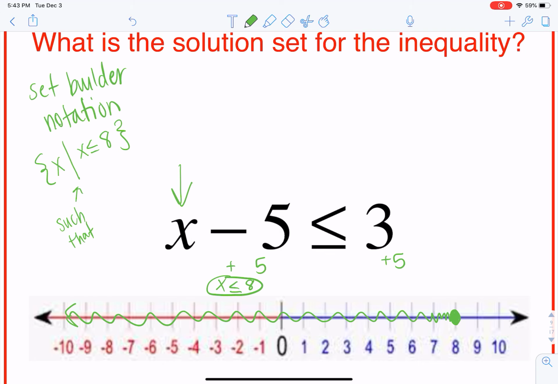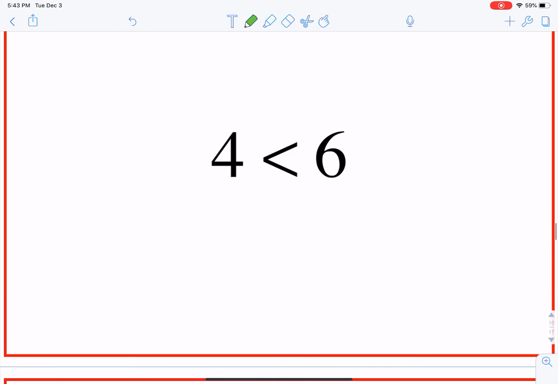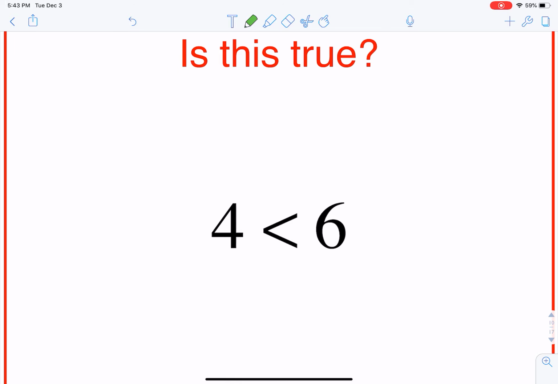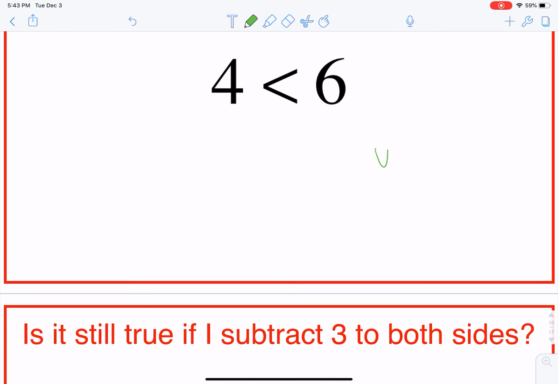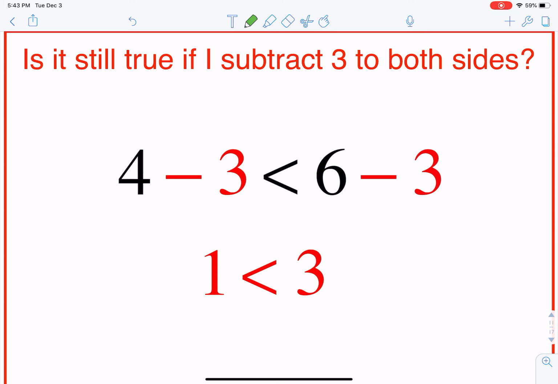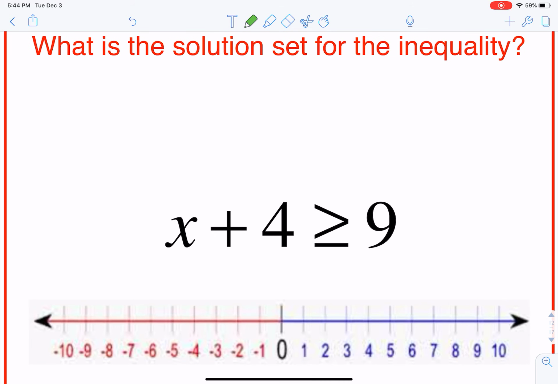So we can state the solution set, but we can also graph the solution set. Let's take a look at another one. So here, is this true? Is 4 less than 6? Yes, it is. This is true. Is it still true if I subtract 3 from both sides? So 4 minus 3 is 1. 6 minus 3 is 3. Is 1 less than 3? Yes. Still true.